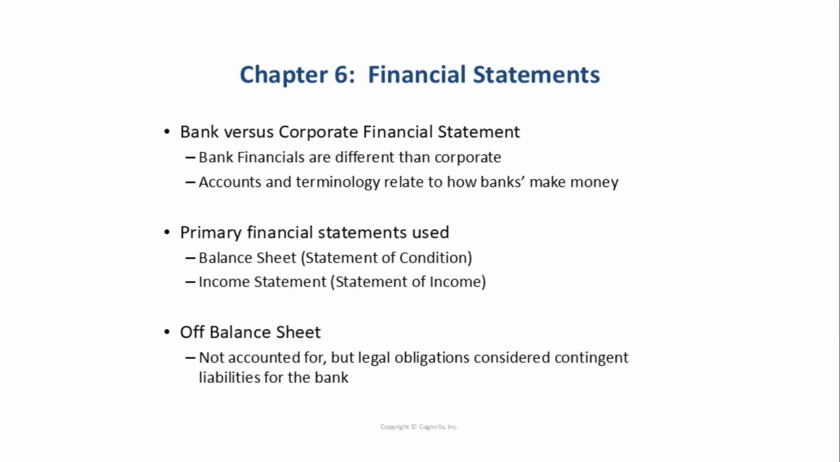Next, we transition to Chapter 6, which looks at financial statements in the banking world. Bank financials differ somewhat from corporate statements because they focus on how the banks make their money. The primary statements are the balance sheet, also known as the report of condition, and the income statement, as well as disclosures of off-balance sheet obligations. These show how banks generate profits, fund their loans, and manage risk.